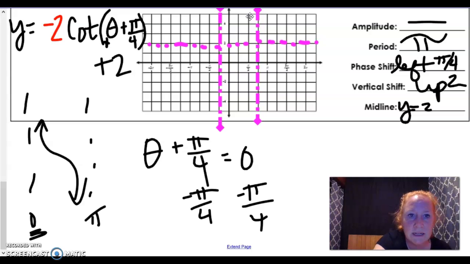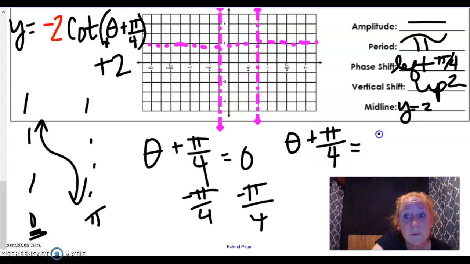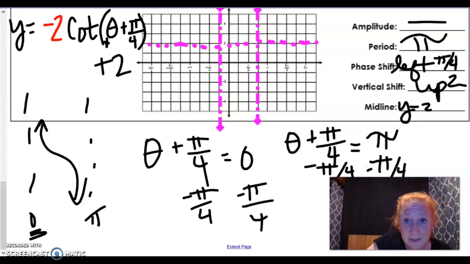I could also do this same process right here. I know that theta plus pi over 4 would have equaled just regular pi, and then when I subtract pi over 4, that would be 3 pi over 4, which is, oh look, that's where I've got it, okay? And then it would have been at 2 pi, so now it's here. So it's just pi over 4 to the left of your whole pi.